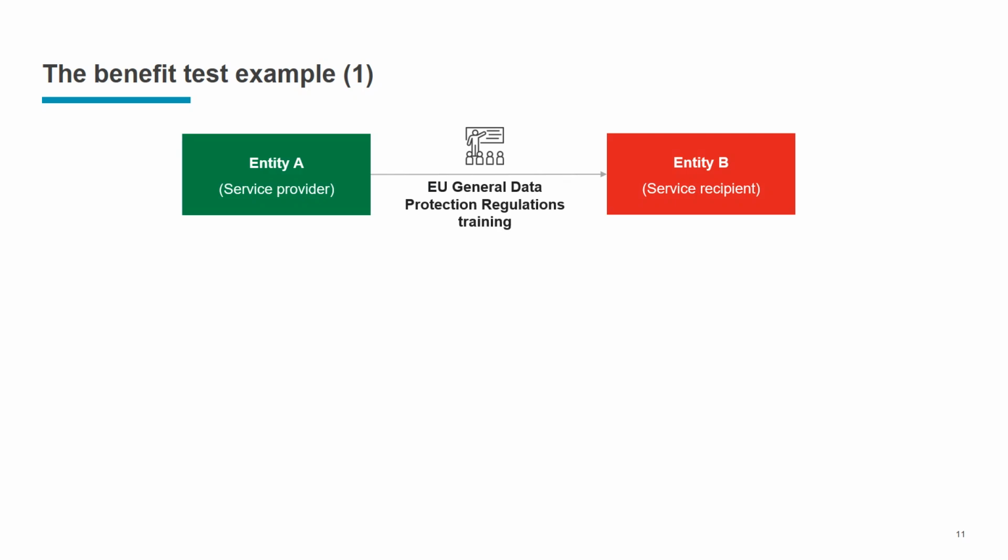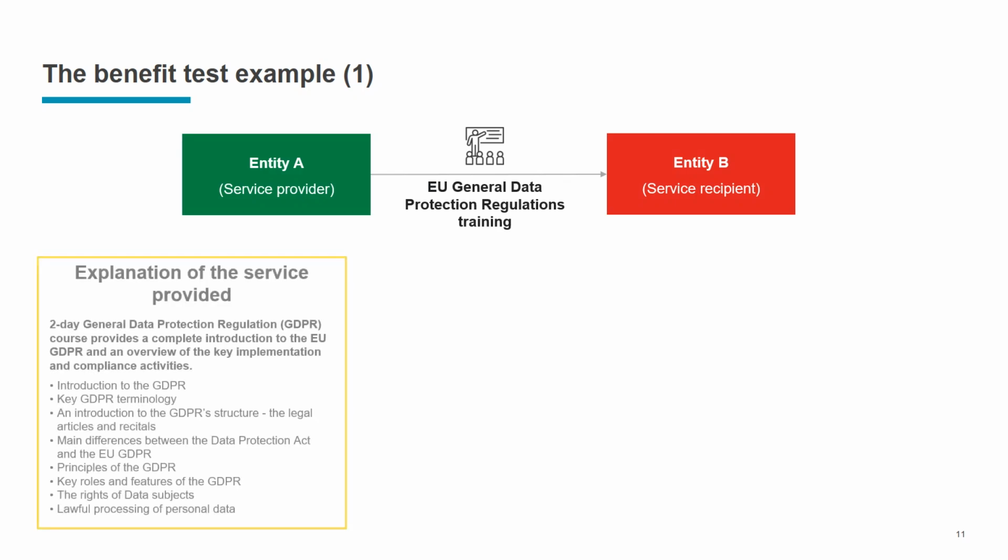And then, assuming there were some changes to those regulations, or those regulations were introduced, and therefore entity B requires its personnel to be trained to ensure that personnel knows those regulations. So first, the explanation of the service provided. We already discussed that on a high level, but we need to ensure that there is a good level of detail which would explain the service that was provided. So here you see the explanation of the service. It was a 2-day course that provided an introduction to the GDPR, an overview of key implementation and compliance activities, and we have an agenda of that training.